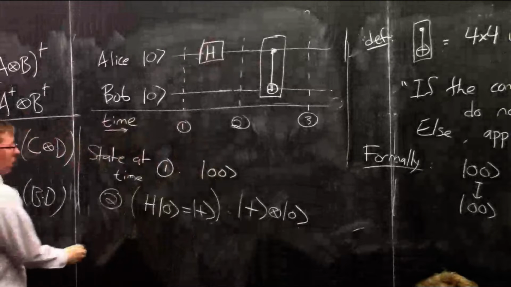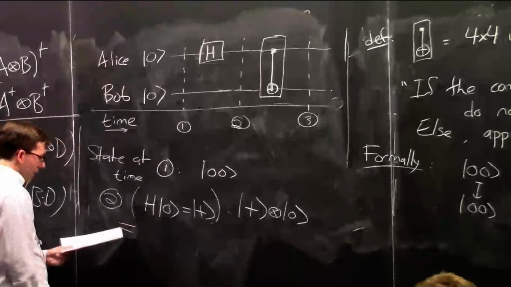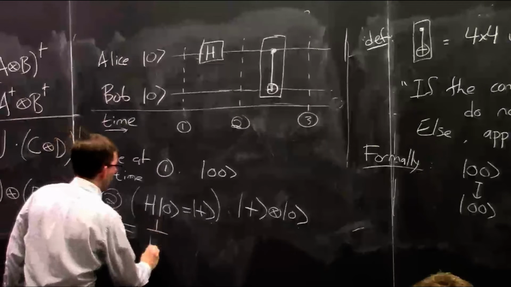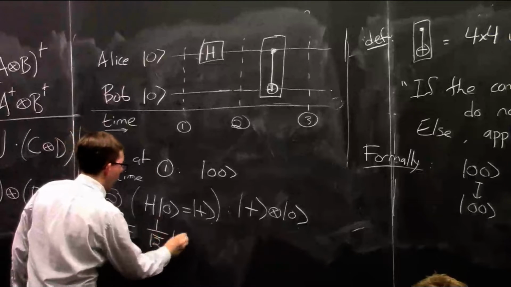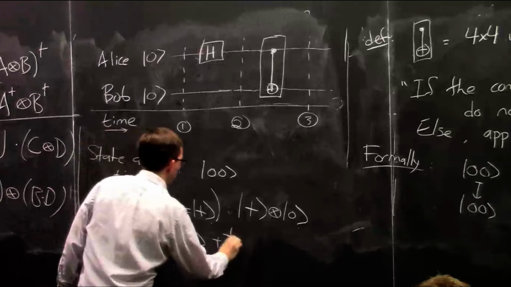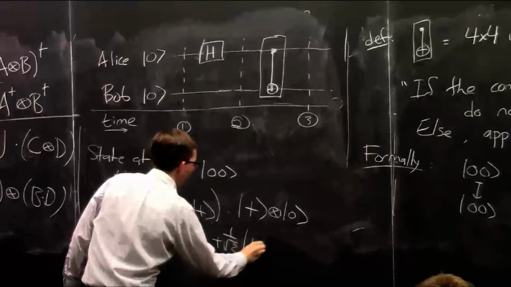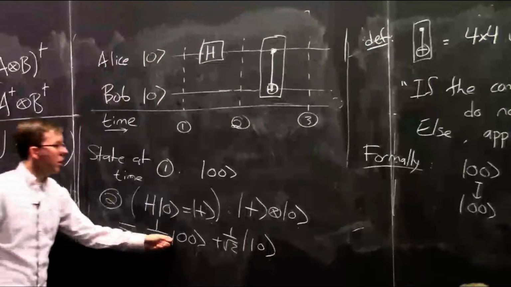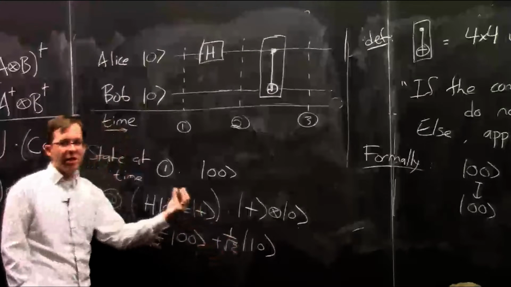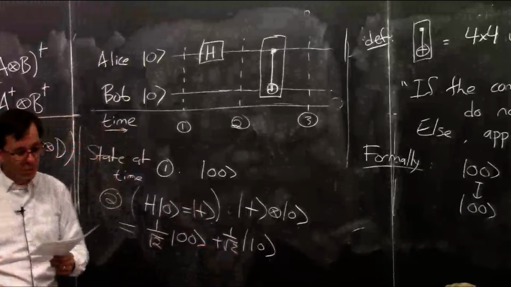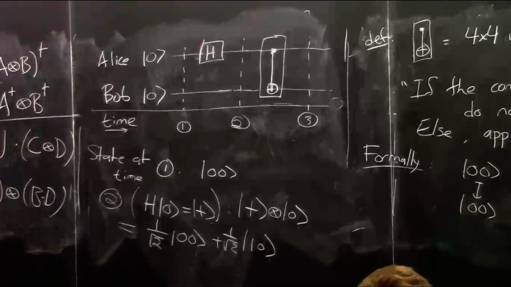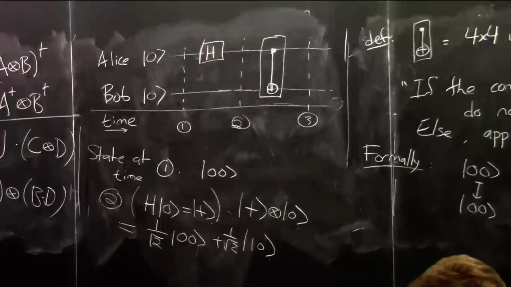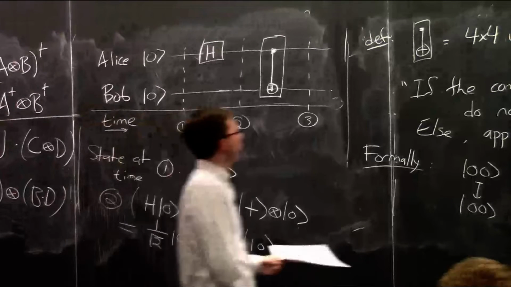Okay, and we worked this out earlier. This is the state 1 over root 2, 0, 0, plus 1 over root 2, 1, 0. It's just like you took the plus state, 1 over root 2, 0, plus 1 over root 2, 1, and you attached a 0 on the end. Okay, so far so good. Now the slightly interesting thing is going to happen.